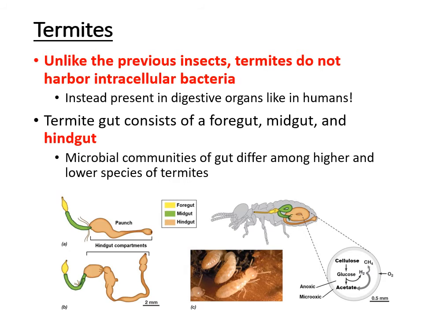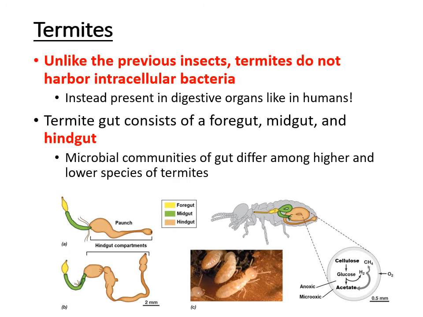Now, they have a gut that has a foregut, a midgut, and a hindgut. And the way that's formatted is the midgut is the site of secretion of their digestive enzymes, and it's responsible for the absorption of soluble nutrients. Now their hindgut has a whole bunch of microbes and is another major site of nutrient absorption. When you have these microbes, the microbial fermentation of carbohydrate products is basically the primary source of carbon and energy for the termites.